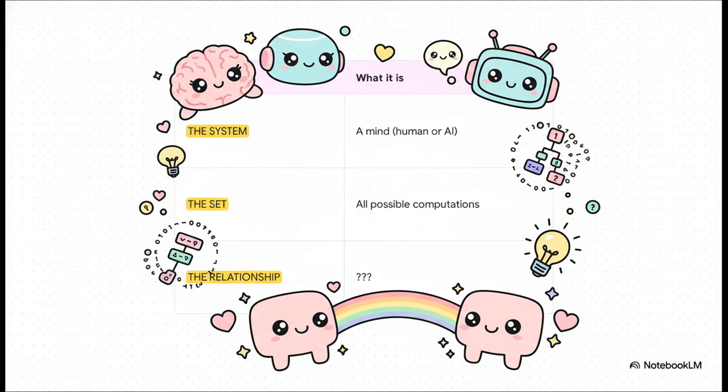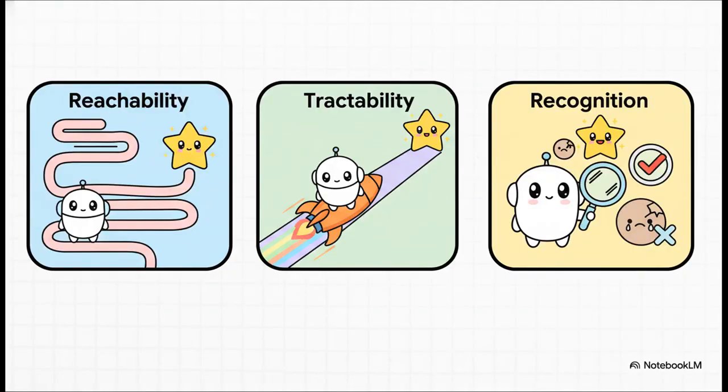But what about the relationship? See, that's the billion-dollar question, isn't it? What is the critical link between a mind and everything it could possibly think? Well, the researchers working on this stuff have zeroed in on 3 really key relationships. First, there's reachability. That just means, can a mind even get to any given idea in the first place? Then you've got tractability. Okay, maybe it can get there, but can it do it efficiently, without taking a trillion years? And last, there's recognition. Once the mind gets an idea, does it even know if it's a good one or just junk?